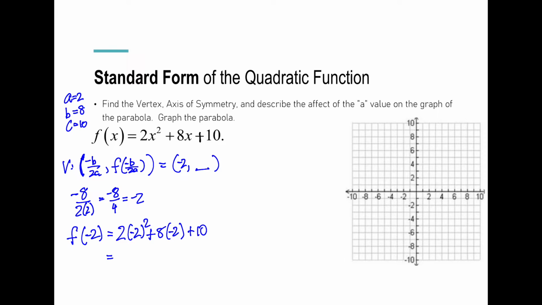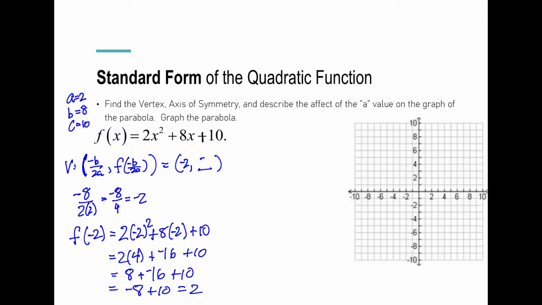So negative 2 squared is 4. So 4 times 2 is 8, plus 8 times negative 2 is negative 16, plus 10. Well, 8 plus negative 16 is negative 8, and negative 8 plus 10 is 2. So negative 2, 2 is the vertex for this particular function. So it is going to be right there.